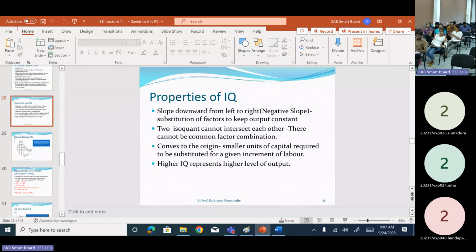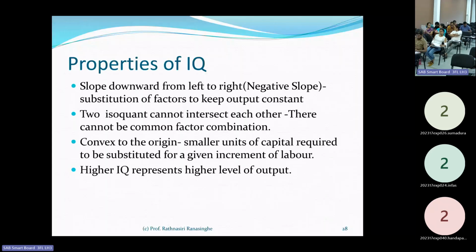Okay, we talk about the properties of the isoquant, next to part five. So we highlighted that. Now, outward sloping means negative slope, right? Do you have any questions? Is it clear?